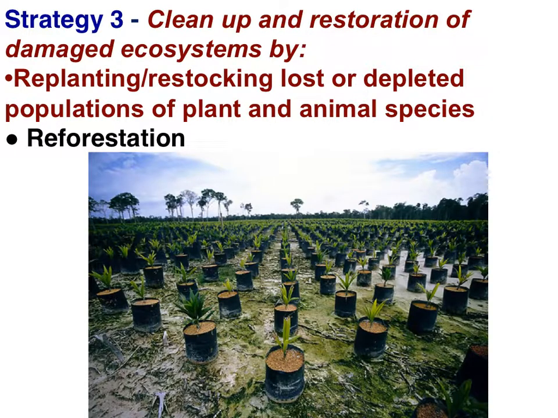Cleanup and restoration of damaged ecosystems. Strategy 3. Replanting and restocking with plant and animal populations. In this image, we can see reforestation, replanting trees following degradation of the system. Planting trees serves to remove carbon dioxide from the atmosphere, reducing the impact of climate change.